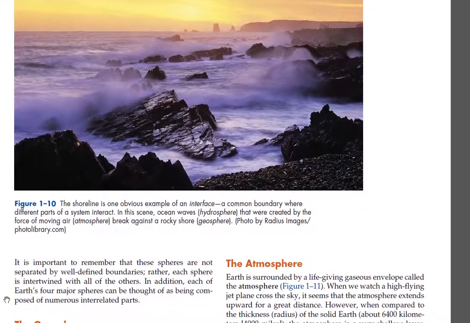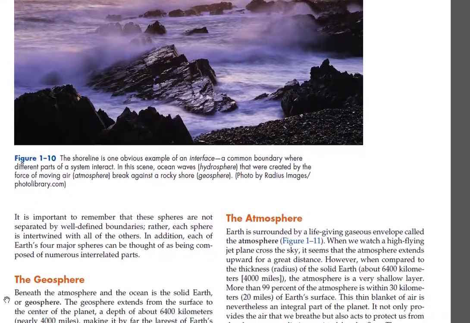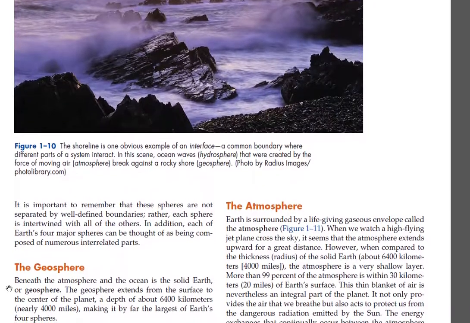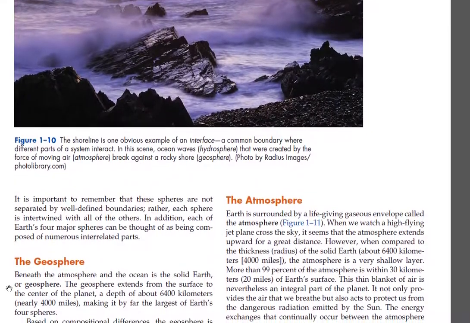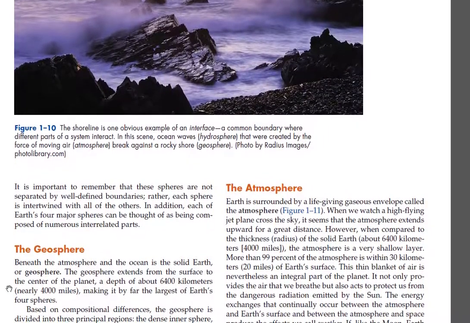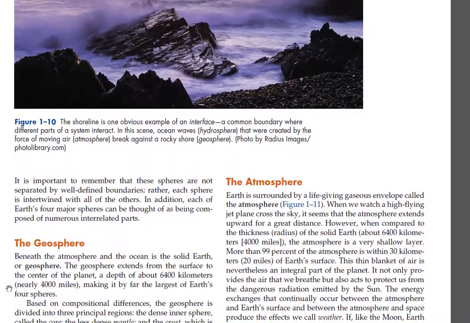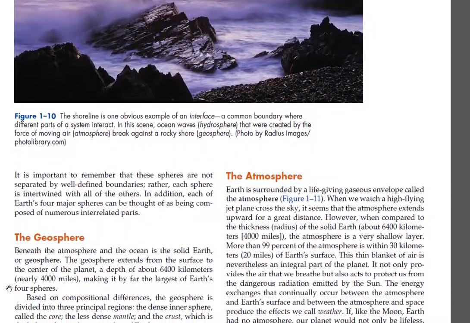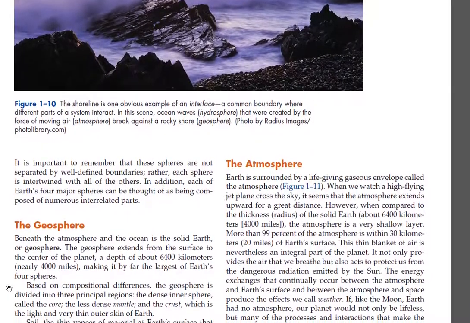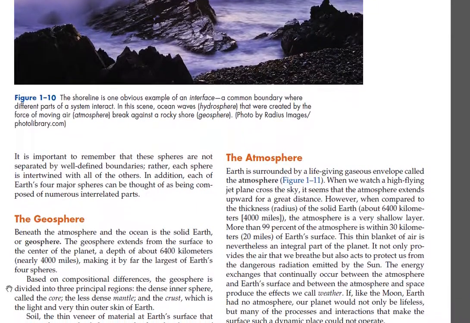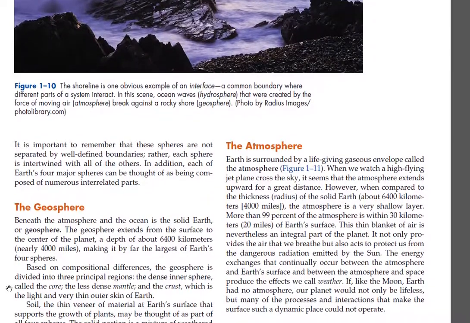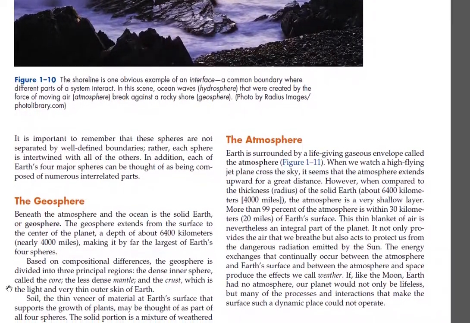The geosphere. Beneath the atmosphere and the ocean is the solid Earth, or geosphere. The geosphere extends from the surface to the center of the planet, a depth of about 6,400 kilometers, nearly 4,000 miles, making it by far the largest of Earth's four spheres. Based on compositional differences, the geosphere is divided into three principal regions: the dense inner sphere, called the core; the less dense mantle; and the crust, which is the light and very thin outer skin of Earth.